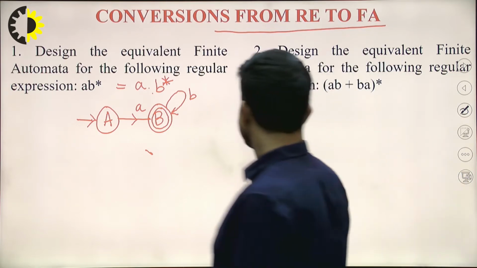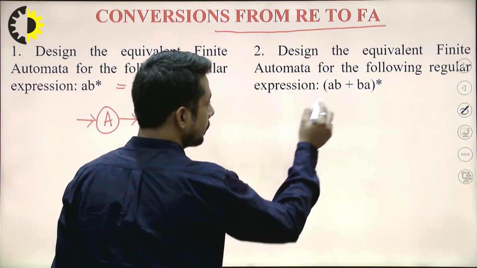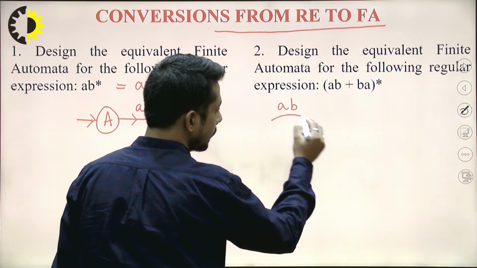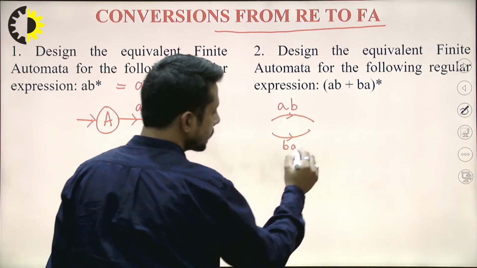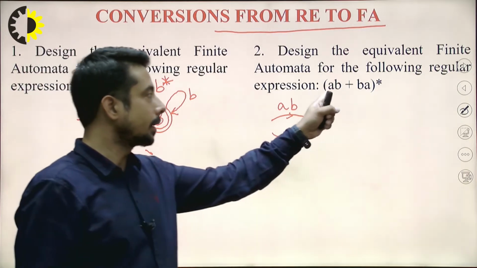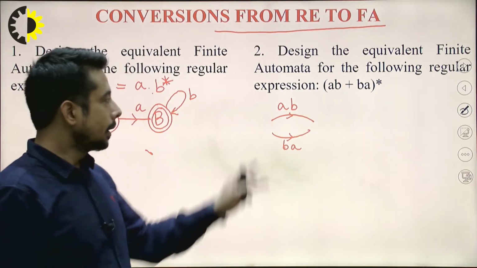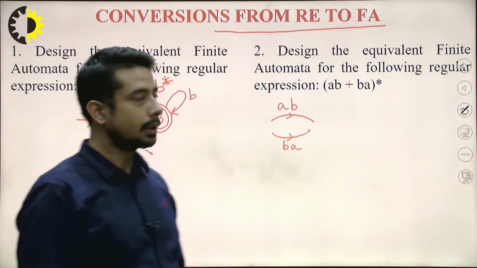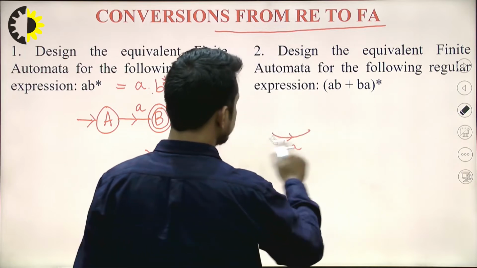Okay. Next question comes AB plus BA. So that means here what is happening? AB is going in the same direction, and BA is also going in the same direction. I hope it is clear. Later on I will check this particular point. Correct? AB is going into the same direction and BA is also going into the same direction. So how to design this? Let's check it out.